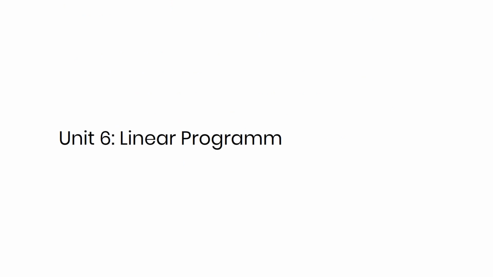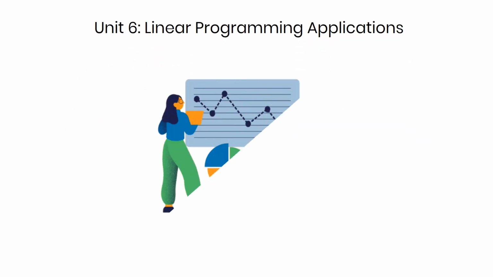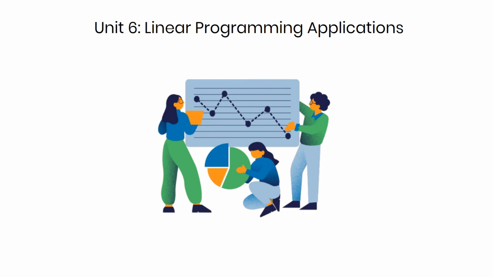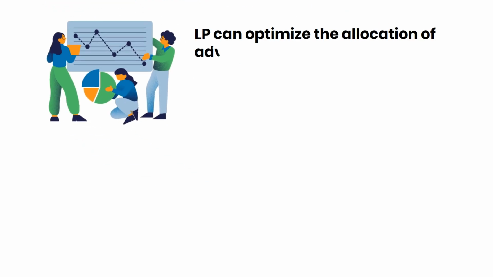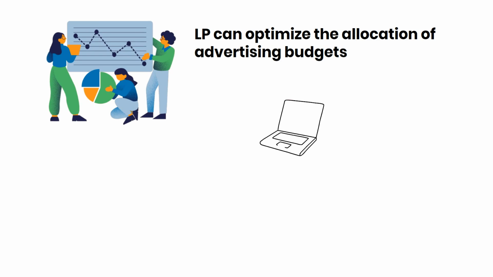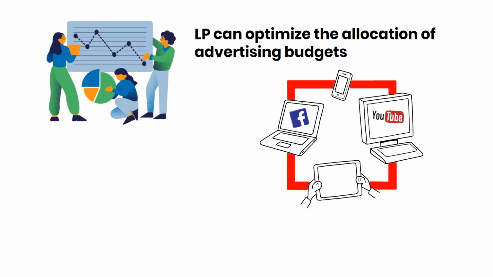Unit: Linear Programming Applications. Linear programming, or LP, applications are crucial in various industries for optimizing resource allocation and making informed decisions. In marketing, LP can optimize the allocation of advertising budgets across different media channels to achieve maximum reach or sales. For example, a company might need to decide how to allocate its advertising budget among TV, radio, and online ads to maximize customer reach while staying within a budget.